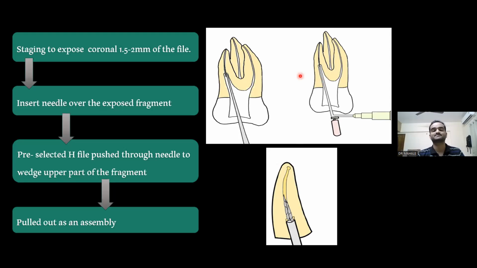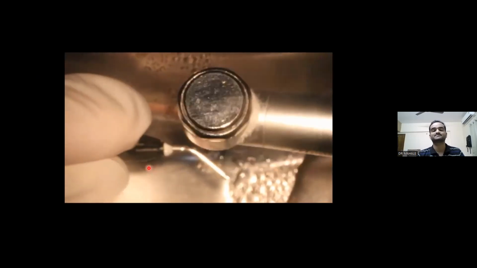This technique I prefer when the file is long and loosely bound and it is originating from the coronal third of the canal. Because if it is in the middle third or apical third, some microtubes might not be reaching till there. And if it is a small file which is fractured in the coronal third also, I can prefer this technique. So this is how you can prepare the microtube.